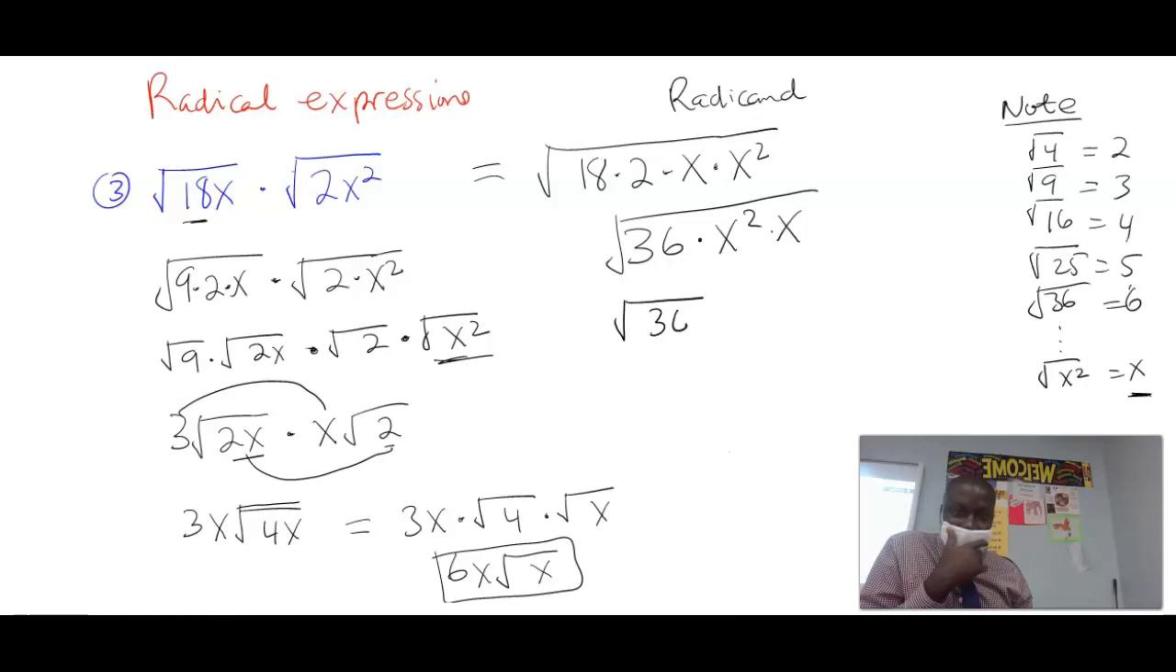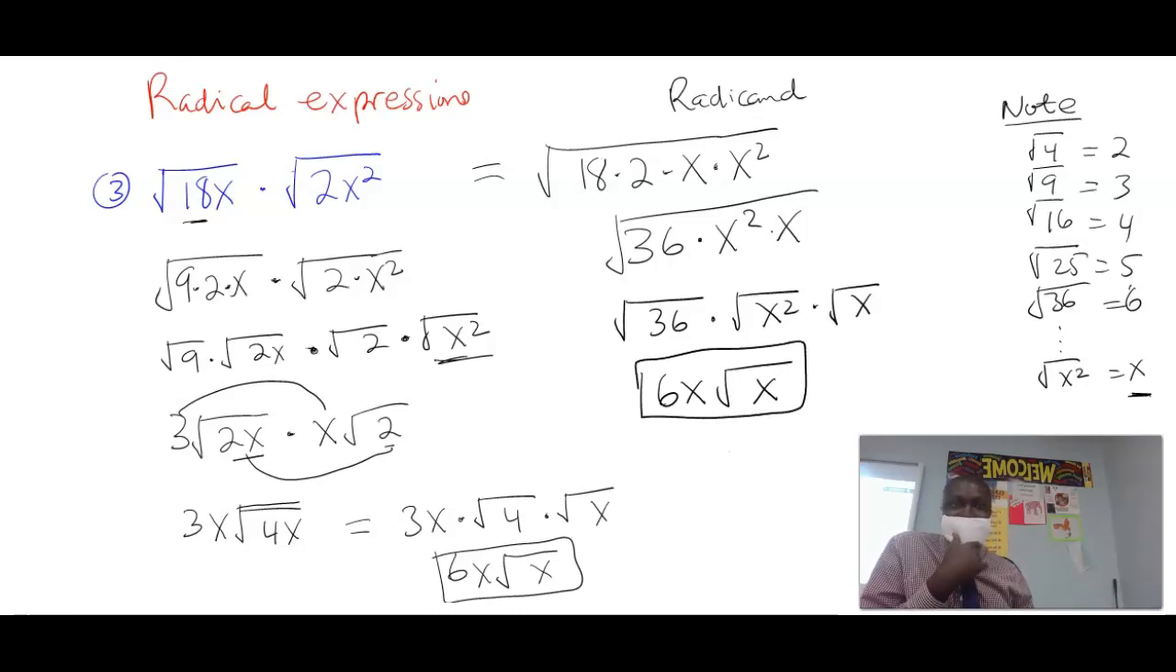We get square root of 36 times square root of x squared times square root of x. And square root of 36 is what? 6. And square root of x squared is what? x. And then square root of x, we can't do anything, we leave it. It's irrational. We can't go any further, so we stop here. You like the second method better? Yeah, that was easier.